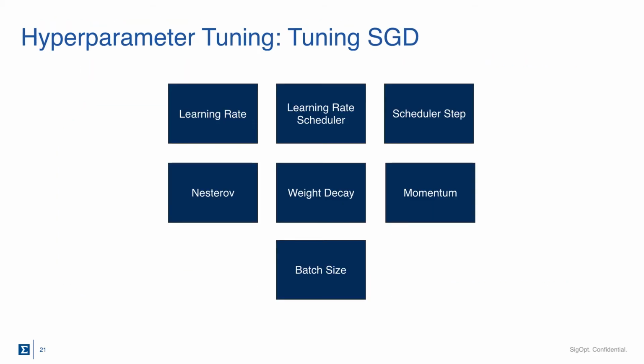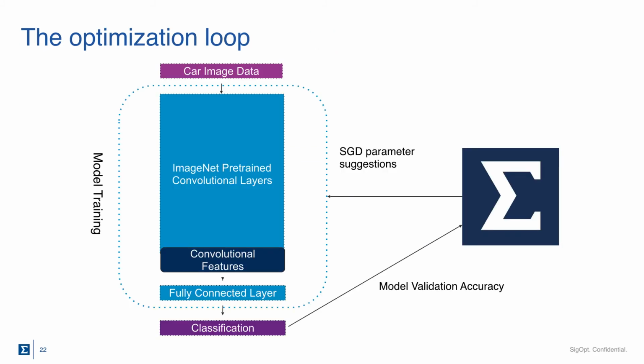So these are the hyperparameters we'll be tuning. We'll be tuning anything related to stochastic gradient descent, as you might do normally. And here's what the optimization loop looks like. SigOpt will provide us stochastic gradient descent parameters, we'll train our model, and then report back our model's validation accuracy. And so on and so forth, and we should see our model performing better with time.